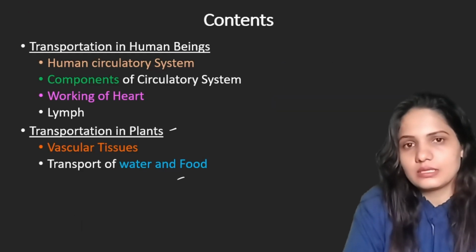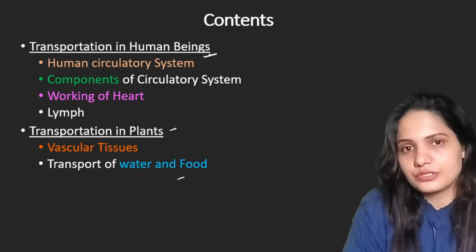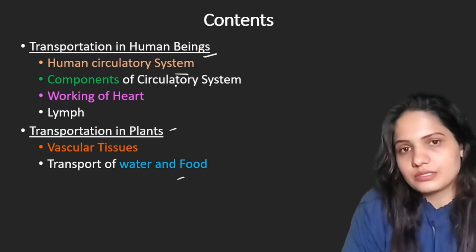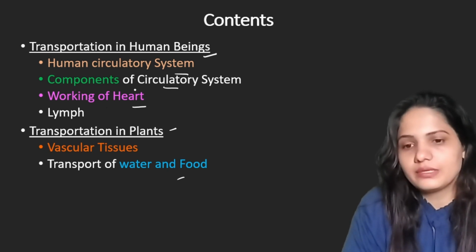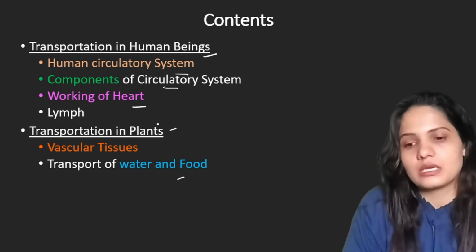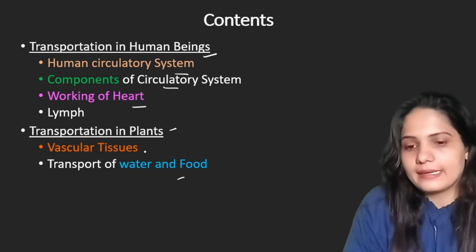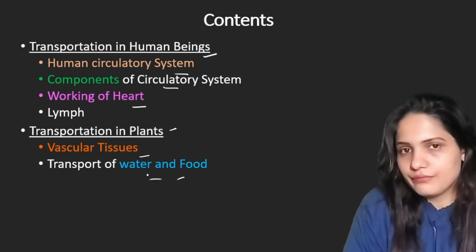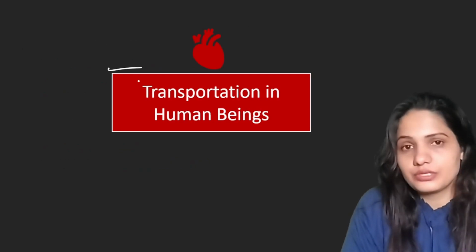First, we will see the content of the lecture. We will be discussing transportation in human beings, human circulatory system, components of circulatory system, working of heart, and lymph. These are the topics we will be covering under transportation in human beings. Next, we have another important topic, transportation in plants. In this topic, we will be covering vascular tissues, transportation of water, and food. Now we can move to the main slide, that is transportation in human being.